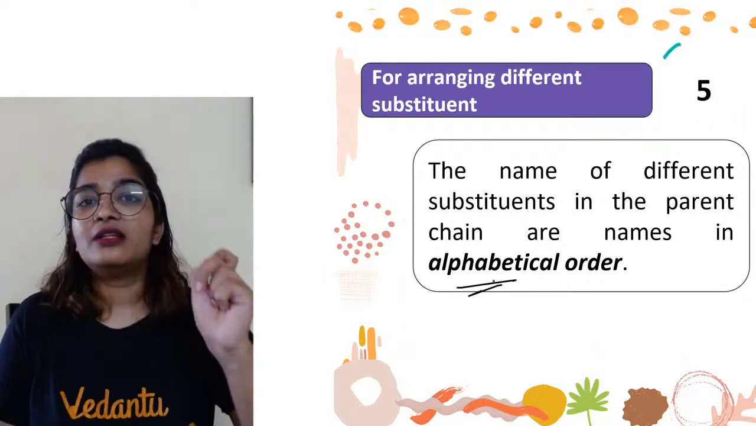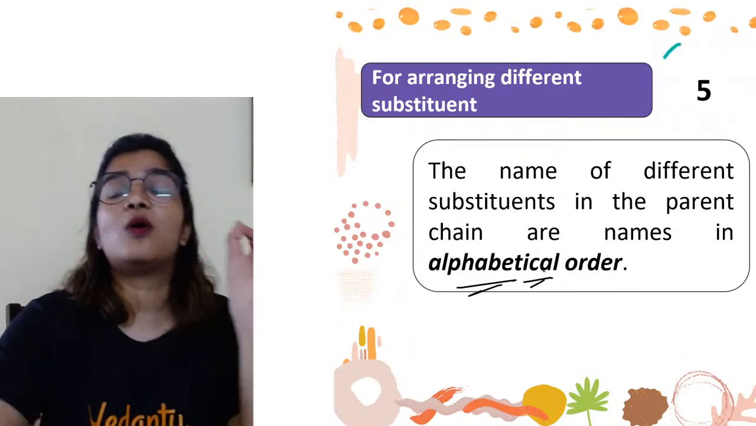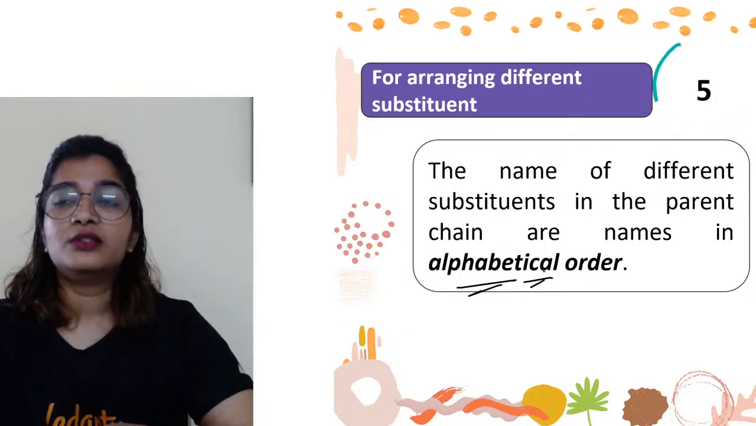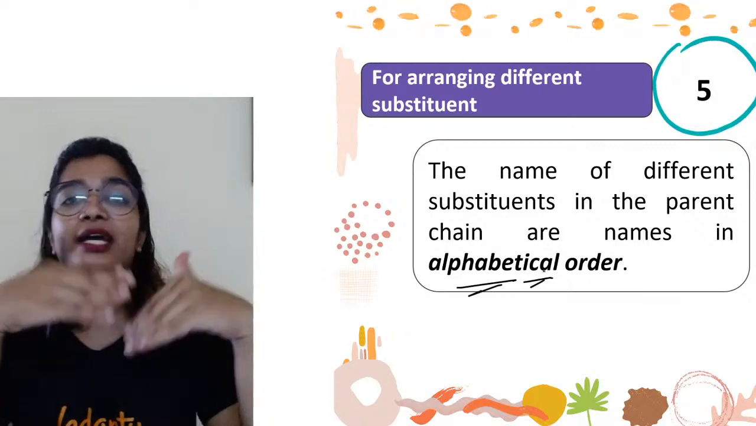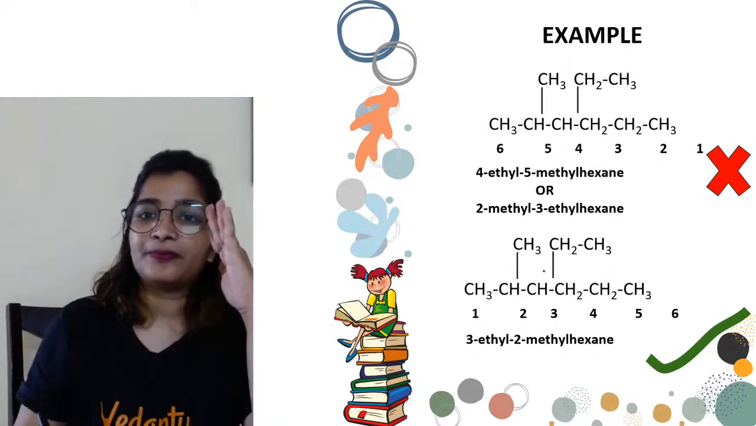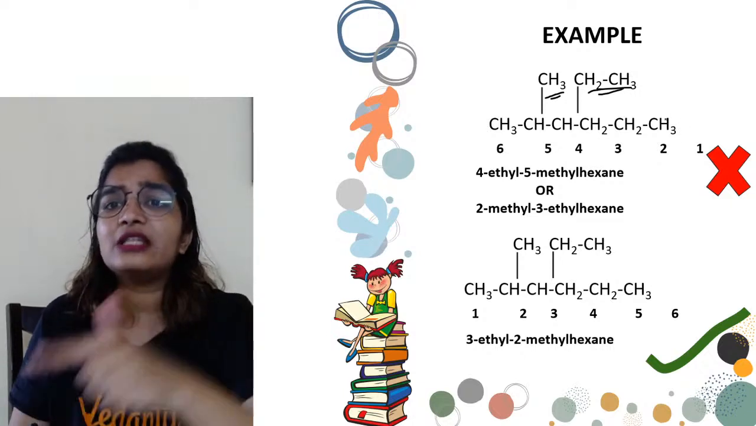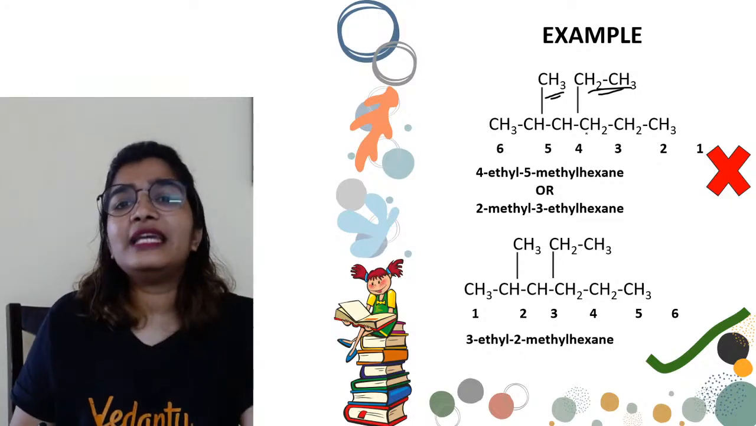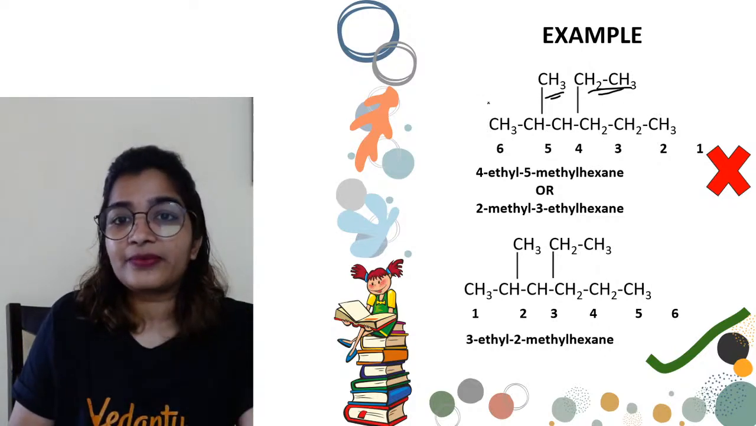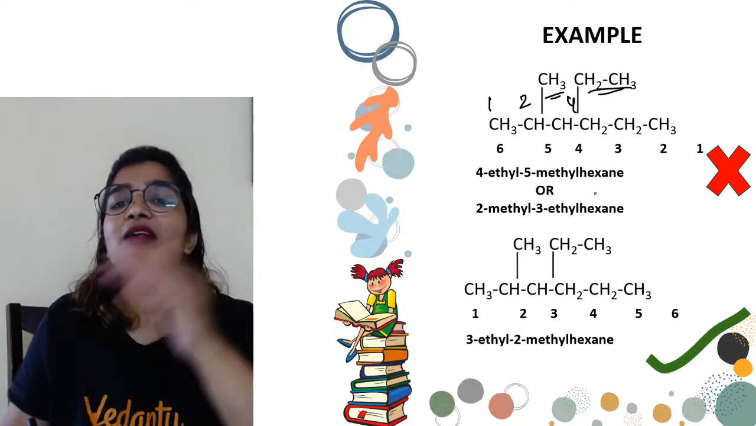The names of different substituents in the parent chain are named in alphabetical order. You have propyl, ethyl, methyl. So first ethyl and then methyl and then propyl. That's the order you have to go in. For example, see here. You have an ethyl group here, and a methyl too, right? So I can write it as 4 ethyl, 5 methyl hexane or 2 methyl. If I have to number it from this side, 2 methyl and this will be 4 ethyl hexane.